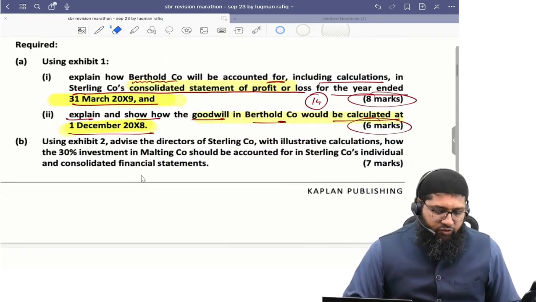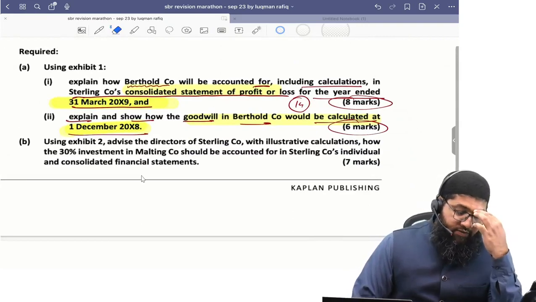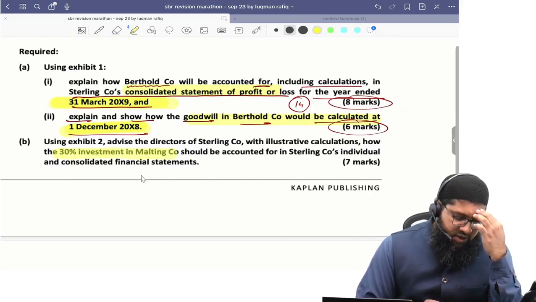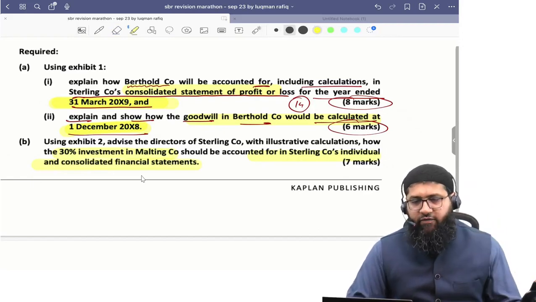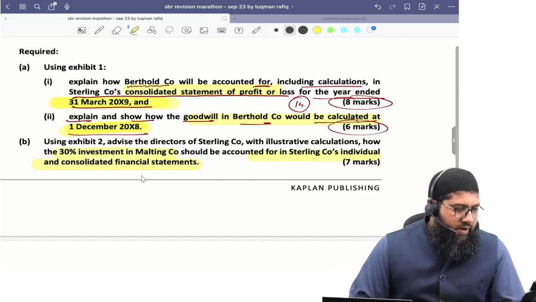So now the next aspect of the question. It says, using exhibit number 2, advise the directors of Sterling Company, with illustrative calculations, how the 30% investment in Malting Company should be accounted for in Sterling Company's individual and consolidated financial statements. So you have to advise them how the 30% investment should be accounted for in the individual financial statements and in the consolidated financial statements.